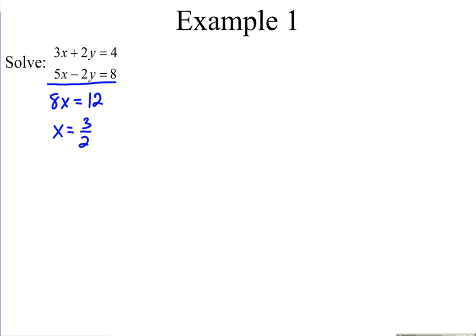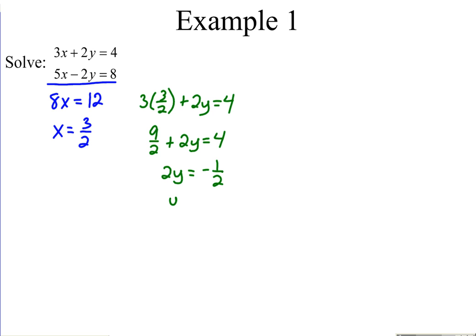Once we know what x is, take either equation and solve for y. I'm going to use the top equation. 3 times x, or 3 times 3/2, plus 2y equals 4. Simplify. 9/2 plus 2y equals 4. Subtract the 9/2 over. Divide by 2. And we get y to be negative 1/4. So our ordered pair is 3/2, negative 1/4.